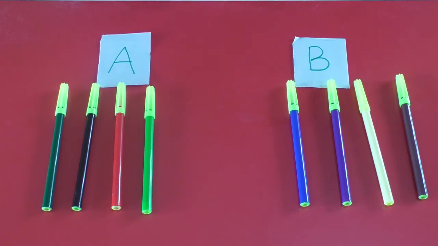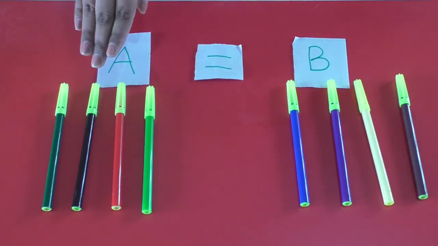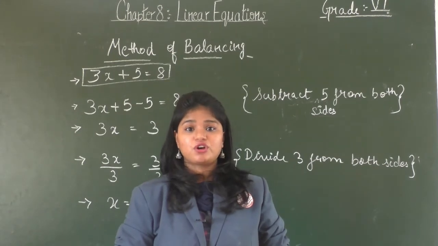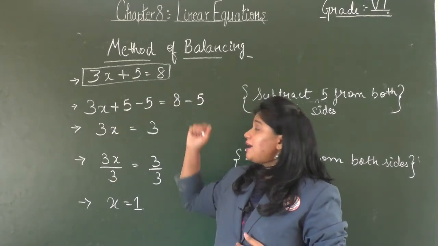So if I give one extra pen to A, I need to do the same for B as well. Now it is similar for an equation too. Now let's imagine A and B are two parts of an equation. So if we add, subtract, multiply or divide, or let's say if we perform an operation on one side of the equation, we need to perform the same operation on the other side as well. So let's take an equation to solve with the help of the method of balancing.